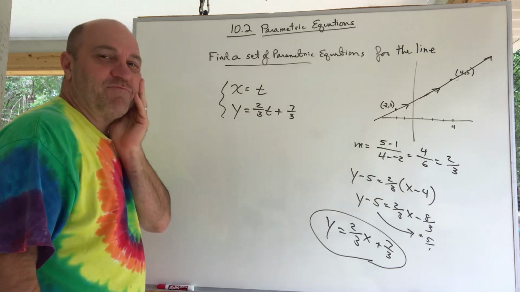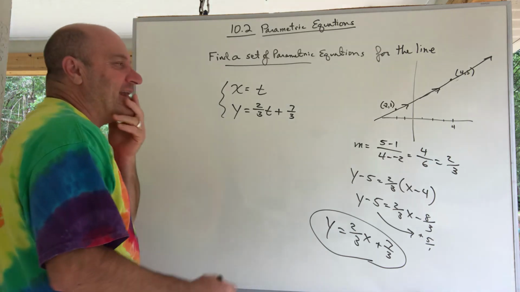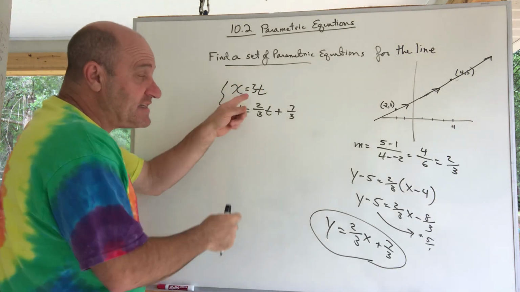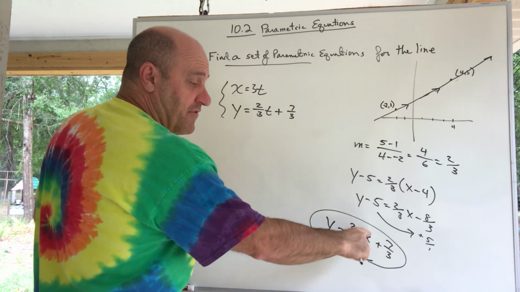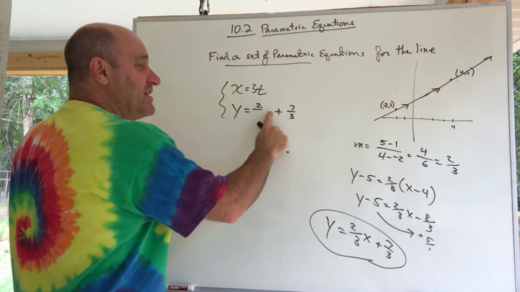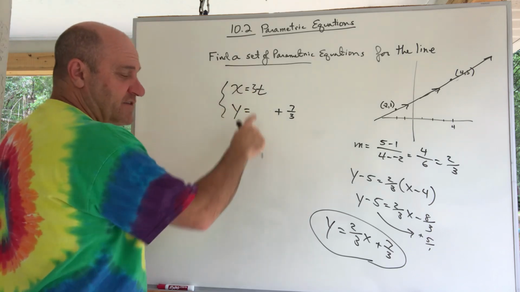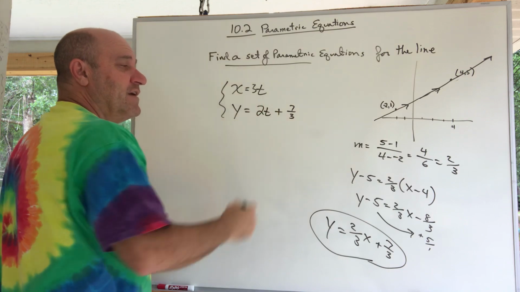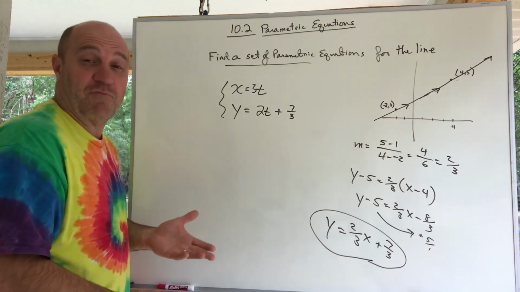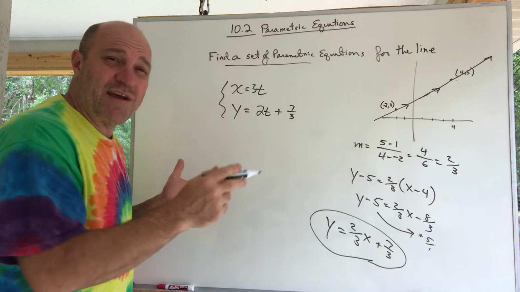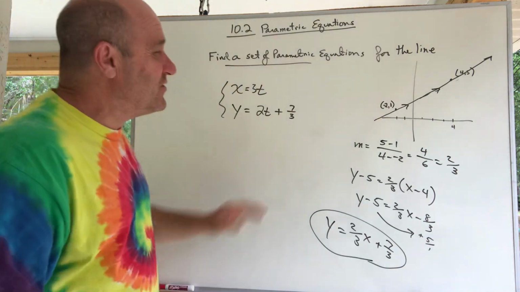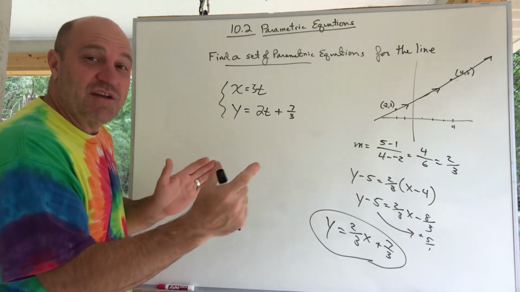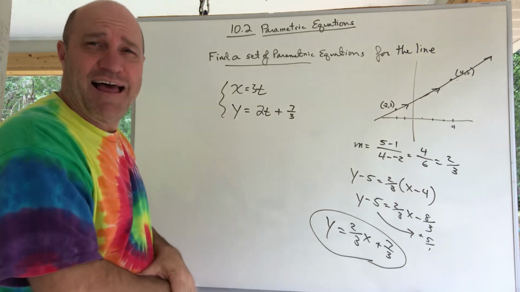What if they wanted me to travel faster on the line? I could have made x a 3t. If x is a 3t, I plug the 3t in for x, the 3's cancel, and I get this equation. That's a different set of parametric equations. It still travels on that line, and it still travels that way. It's just going faster. For each unit of t, I'm covering more distance on this line.